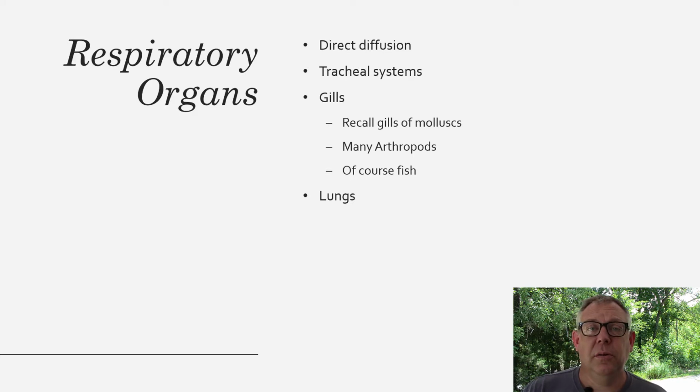Okay, gills are often a specialized organ for gas exchange, and when we look at mollusks, we see a lot of them have gills. A lot of arthropods, especially in their larval stage, will have gills. So a lot of insects, the larvae hatch in the water and their first life stages are in the water, and they'll have gills for gas exchange. Of course, fish also have gills for gas exchange.